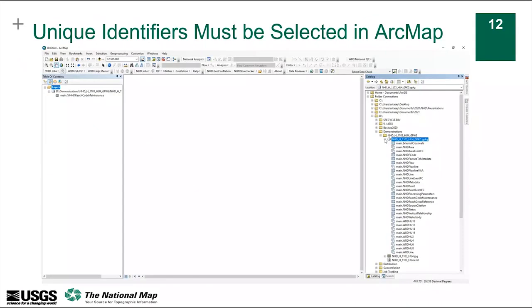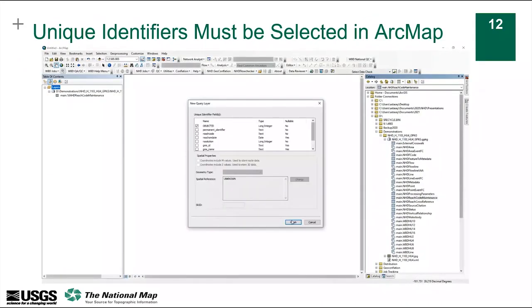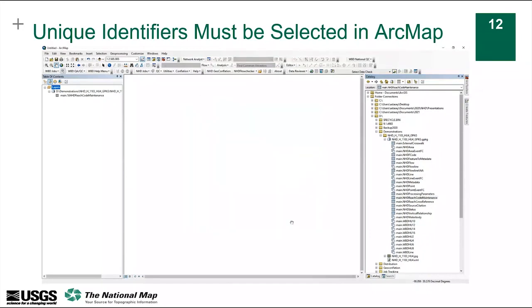We will load the NHD Reach Code Maintenance table into an ArcMap document. When you drop the table into the map document, it prompts the user to select the unique identifier field for the data. Click Finish. The table then loads successfully. In ArcPro, the software will calculate the unique identifier field on its own. Users are not prompted to select a unique identifier field when utilizing GeoPackage data in ArcPro.